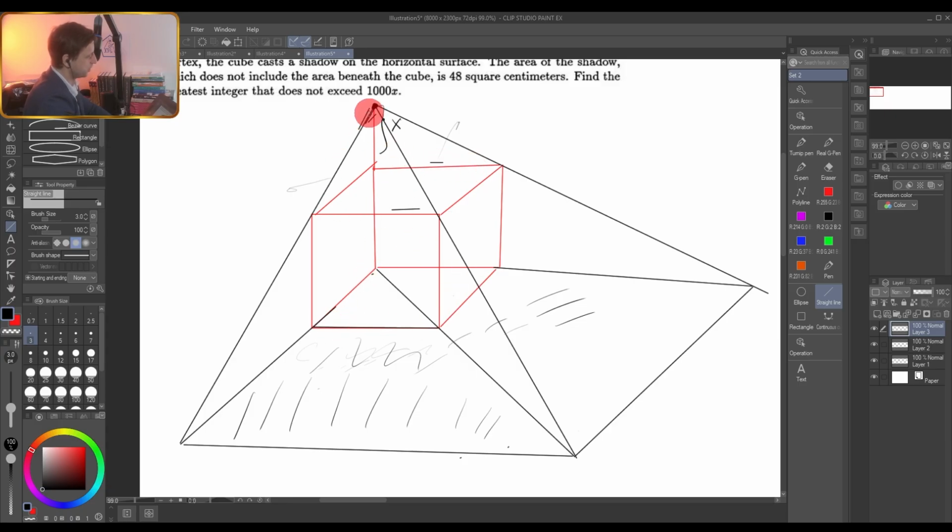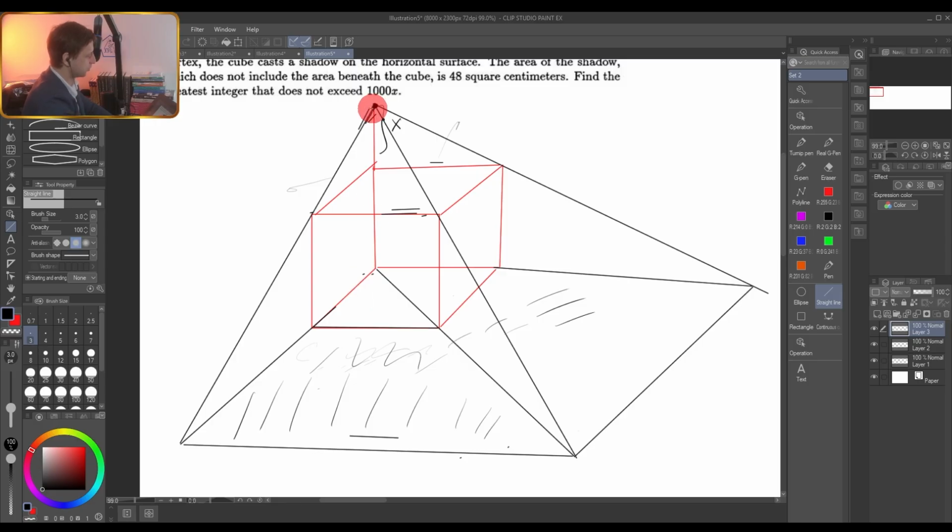And this plane intersects two parallel planes, and the intersection will be two parallel lines. So this line is parallel to this line, and therefore this is a trapezium. And it's very easy to understand what the form of the shadow is.